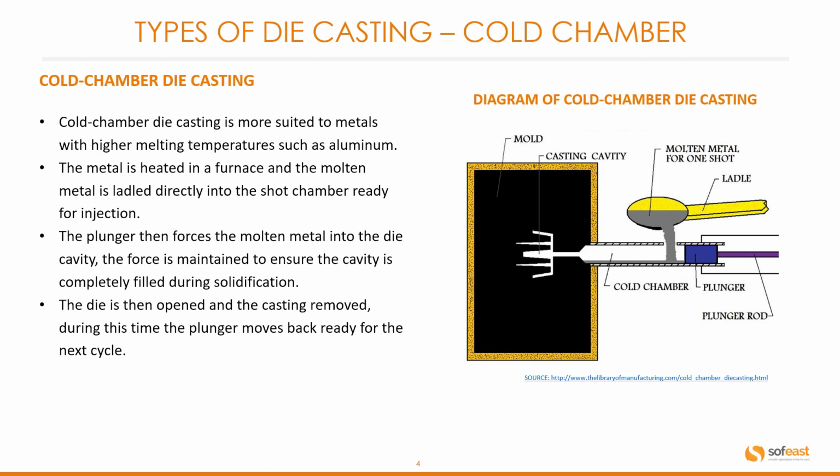So cold chamber die casting is more suited to metals with higher melting temperatures such as aluminum. The metal is heated in a furnace and the molten metal is ladled directly into the shot chamber, ready for injection. You can see that here in this image. The plunger then forces the molten metal into the die cavity. The force is maintained to ensure the cavity is completely filled during solidification. The die is then opened and the casting removed. During this time, the plunger moves back, ready for the next cycle.